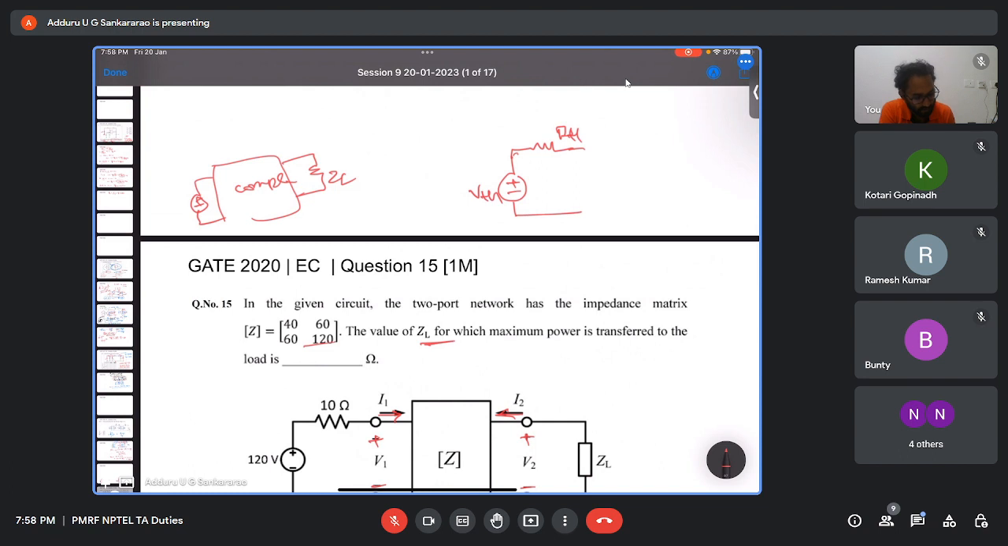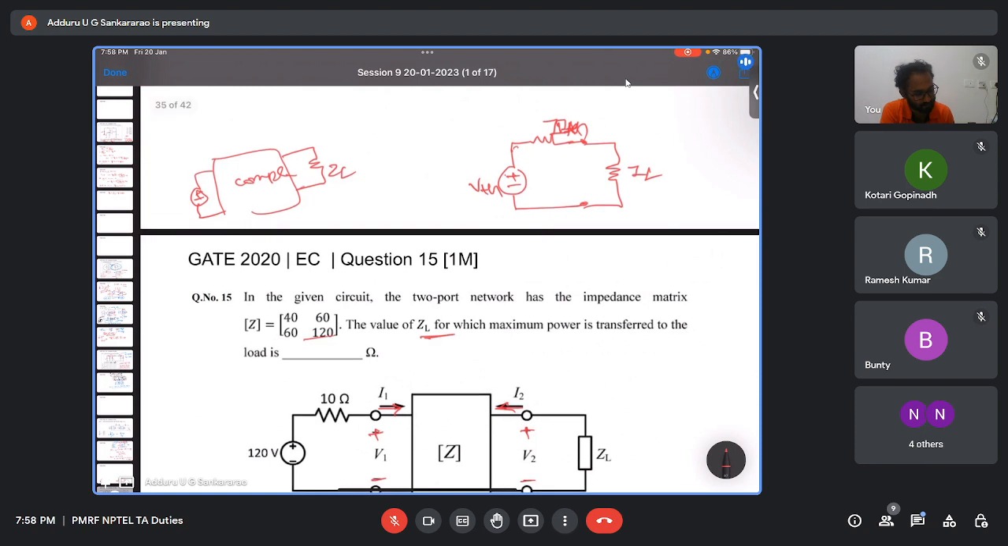You can say VTH is the source, RTH is the source resistance, and you have some ZL, let us say ZTH. You know that the maximum power is transferred when the load impedance is equal to the source impedance. Different conditions are there for inductive or capacitive circuits, but anyway, when the load impedance is equal to the source impedance, you have maximum power transferred.